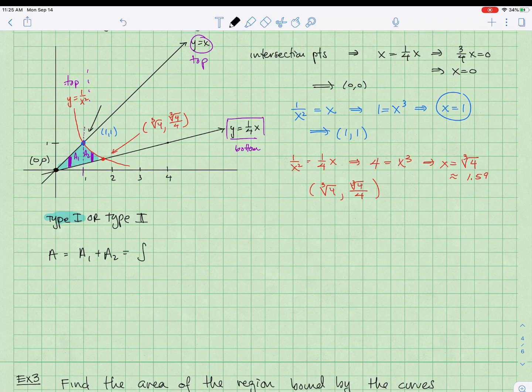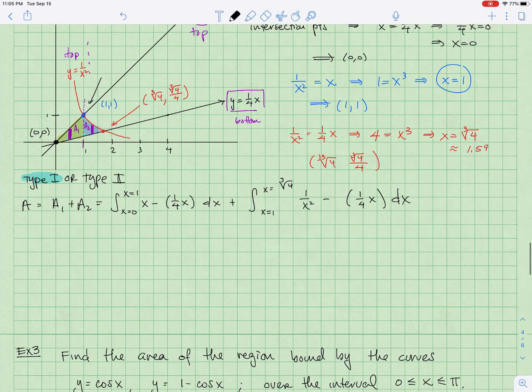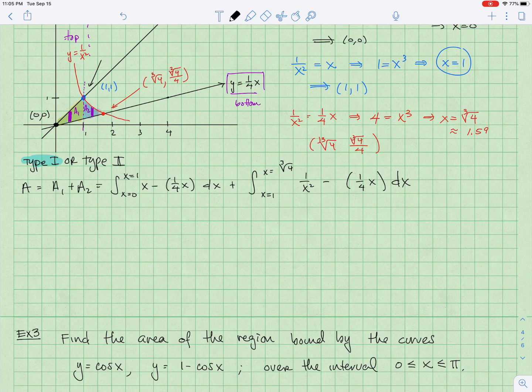So this is going to be the integral from x equals 0 to x equals 1 of the top curve x minus the bottom curve 1/4 x dx, plus the integral from x equals 1 to x equals the cube root of 4. That's leaving a bad taste in my mouth. The upper curve in that region is 1 over x squared minus the lower curve, which is 1 over 4x dx. Yeesh.